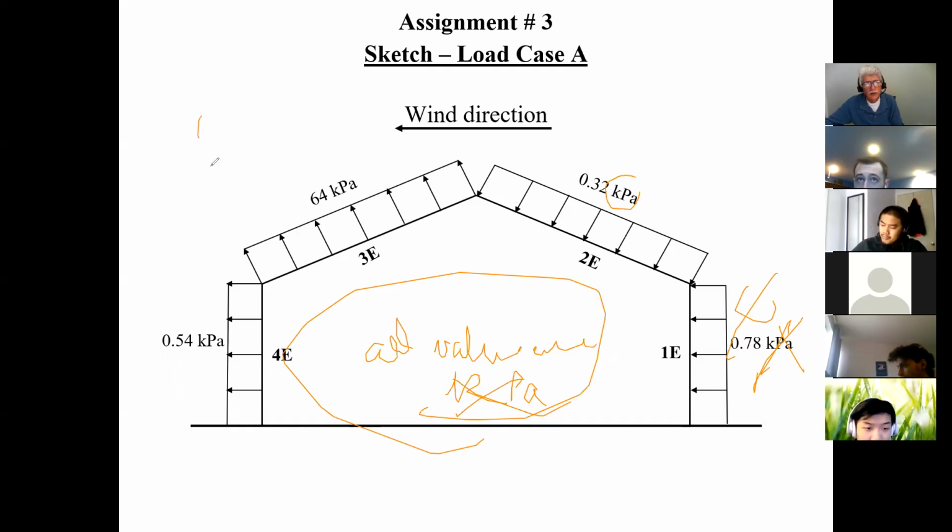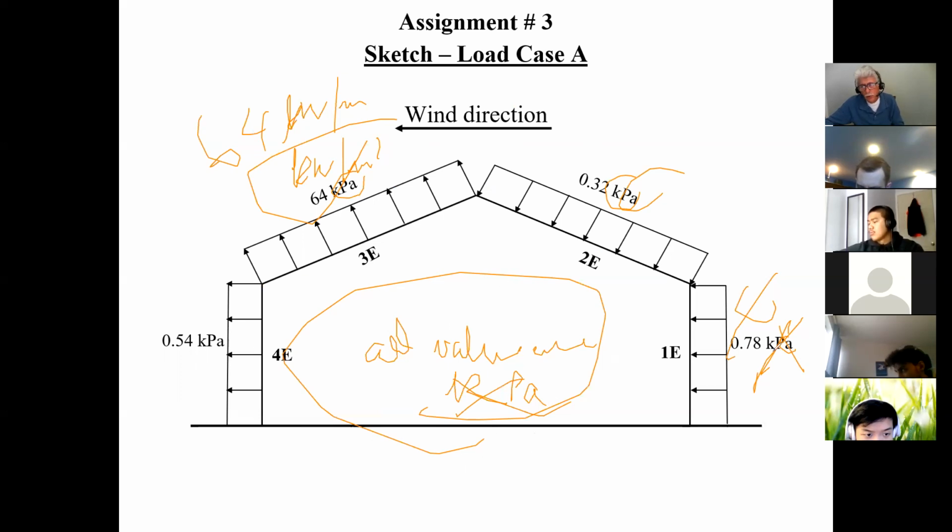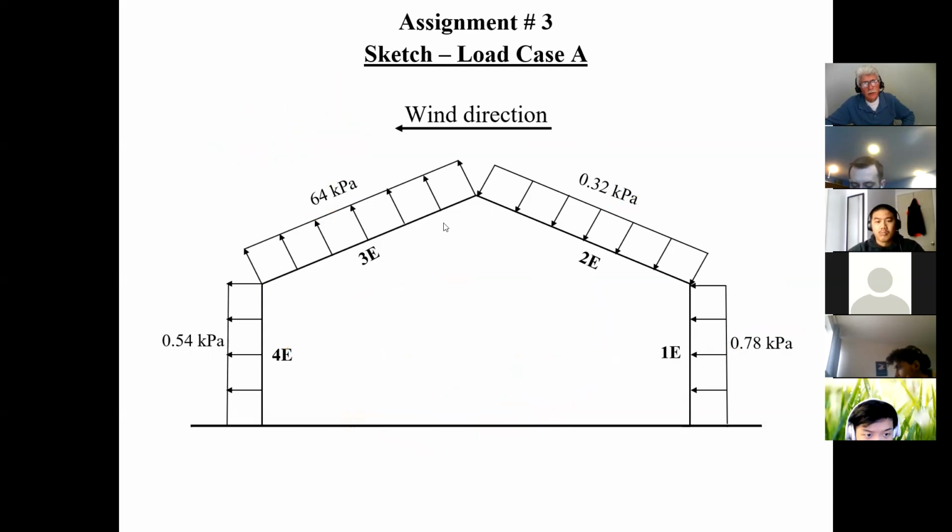Because for me, a 64 means absolutely nothing. And if I say 64 kilonewtons per meter, as opposed to 64 kilonewtons per meter squared, there's a big difference. So that's why the units are very important. You can either write somewhere that all my values are in kPa and then just put the numbers, or you can repeat it on each load. So keep that in mind, please.